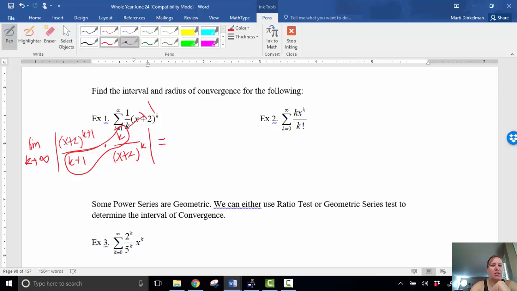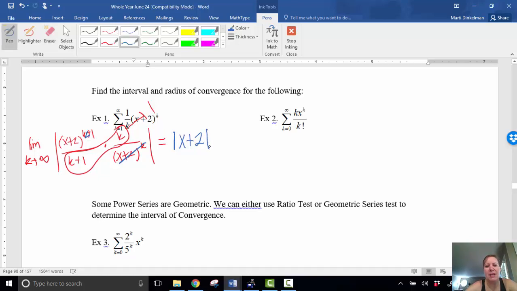And then here, this is more an algebraic issue. If I have k of these and k plus 1 of these, then they're going to cancel each other out, and I'm just going to be left with one of those. So I think what I have here is the absolute value of x plus 2. I don't need the limit sign anymore because the limit is about k, and I do not have any k's left over here.